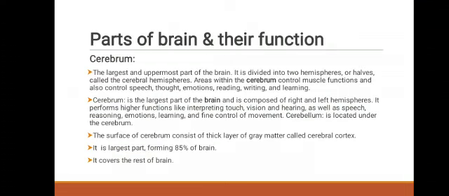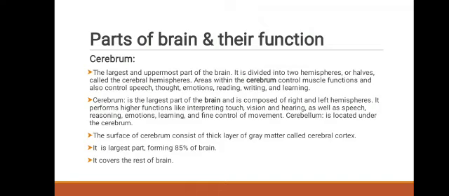Second, cerebrum. Next one, thalamus and hypothalamus. Next one, midbrain. Next, hindbrain. And last one, cerebellum. So we will start. First part, that is parts of the brain and their function. First one, cerebrum.